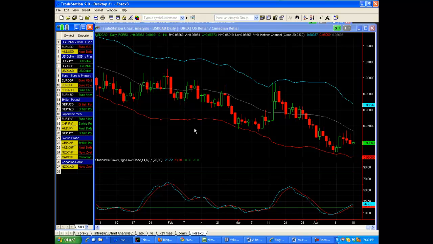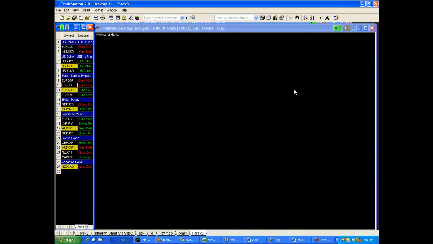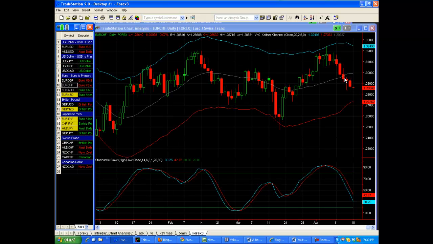Now it's just kind of meandering around. I don't see a setup. Euro pound, watching the midline for potential support. Euro Swiss broke the midline. If it continues down past last week's lows, watch the lower Keltner for a target.